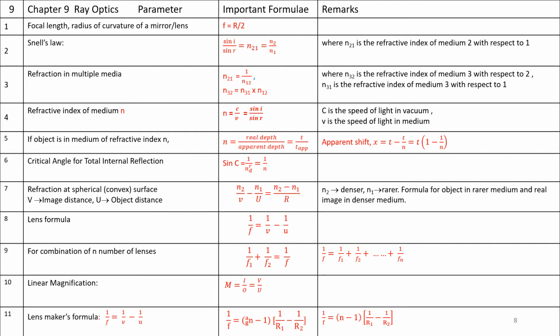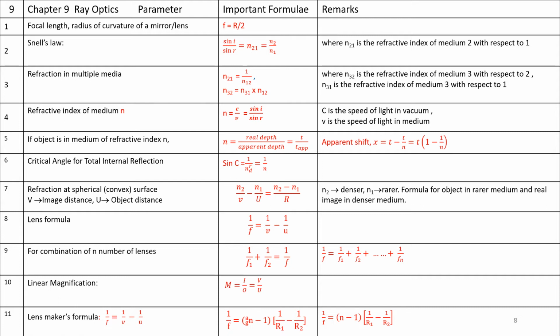Serial 6. The critical angle for total internal reflection is given by sin c is equal to 1 over refractive index from rarer medium to denser medium, that is equal to 1 by n, that is from denser medium to rarer medium.